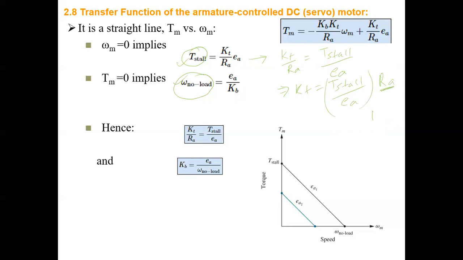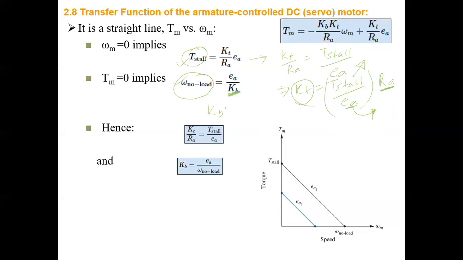So you know RA, right? It's the constant. T stall, you get it from the dynamometer. EA is constant, you know it. So then you can figure out KT. Done. Similarly, from here, how do you figure out KB?